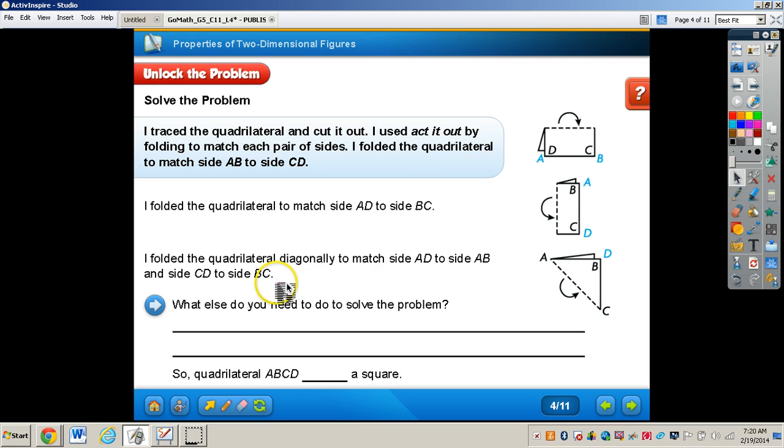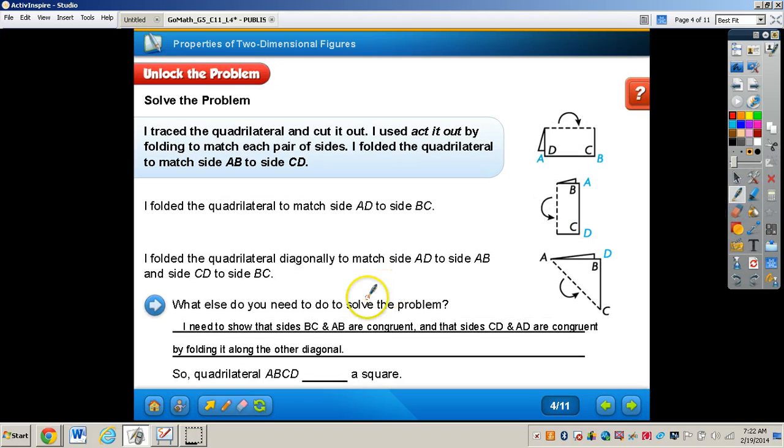Okay, so those are some things that you can do to act it out if you're taking a look at a shape that you want to figure out if it's a square. If they all fold evenly, then we can start to realize that we are dealing with a square. Okay, so we'll answer this question. What else would you need to do in order to solve this problem?